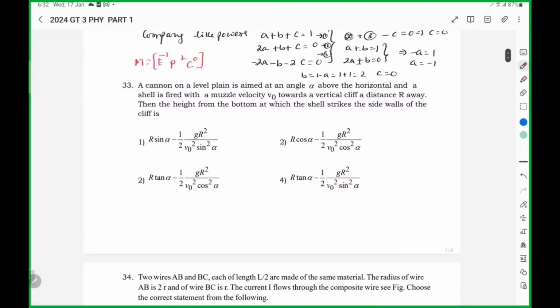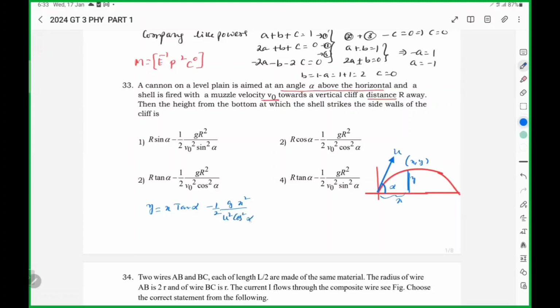And here it's aimed at an angle above the horizontal with a velocity v0 towards a vertical cliff at a distance r. Once it is projected with a certain angle alpha, the vertical displacement and horizontal displacement are related by a formula: y is x tan alpha minus half g x square by u square cos square alpha.